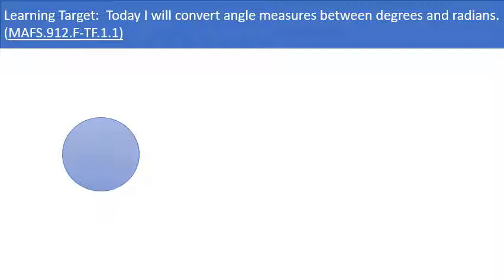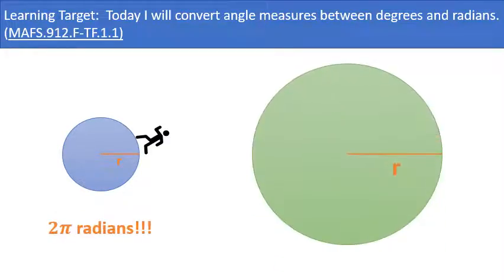Here I have this small circle. It has a small radius. So if Ben's going to run around this circle, he's going to take small steps because the radius is small. How many steps would he take? 2 pi radians. If the circle's bigger, it has a bigger radius, all that means is Ben's going to take larger steps. And how many steps will he take?